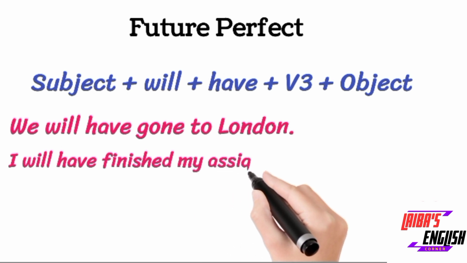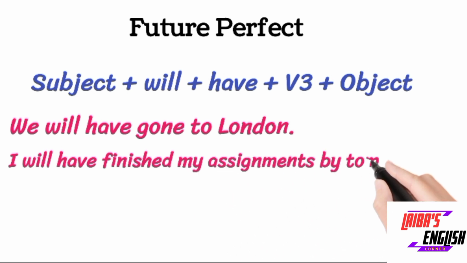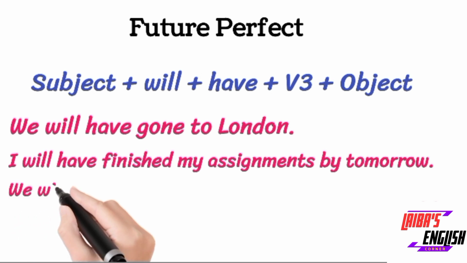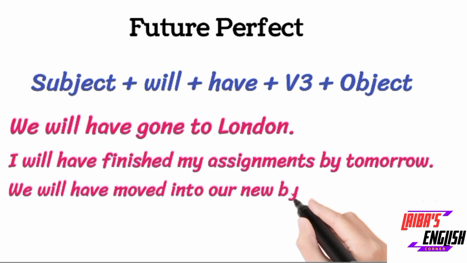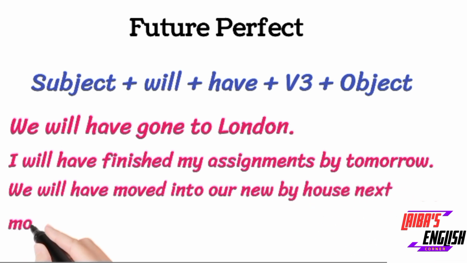Second example of future perfect is, I will have finished my assignments by tomorrow. So I as a subject, will is used, have is used, finished third form finished, and assignments is an object. Third example is, we will have moved into our new house by next month. So here is a mistake, by is used after house. So the example will be, we will have moved into our new house by next month. So make it correct, please.